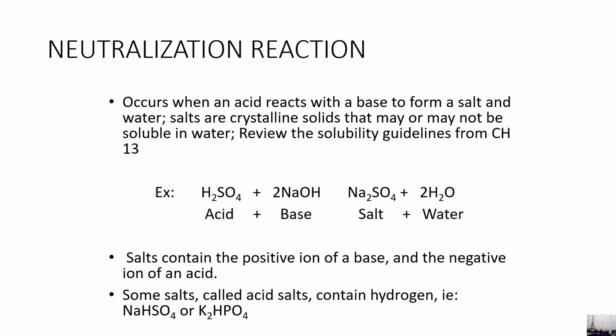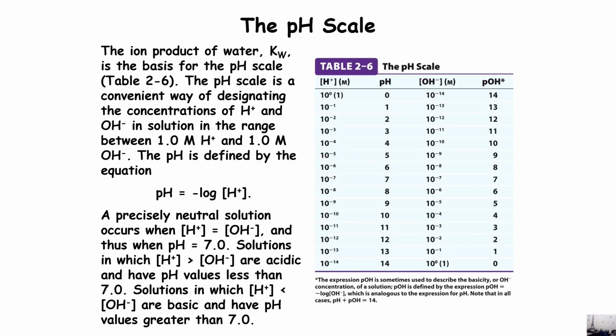Some salts called acid salts contain hydrogen, that is NaHSO4 or K2PO4. These are the acid salts. What is the pH scale? There was one question about the pH scale.